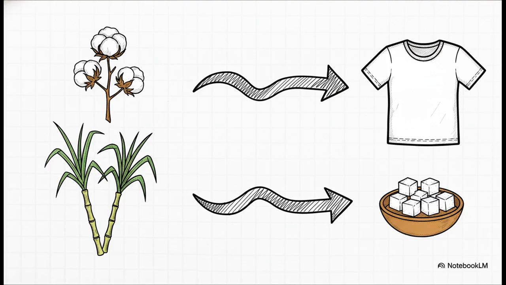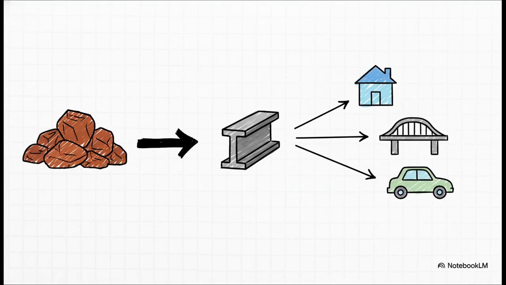Agro comes from agriculture. So, these are industries that get the raw materials from farms. For example, the sugar we eat comes from the sugar industry, which uses sugarcane, a crop. And the cotton t-shirt you might be wearing, it comes from the cotton textile industry, which uses cotton grown by farmers. And then we have mineral-based industries.